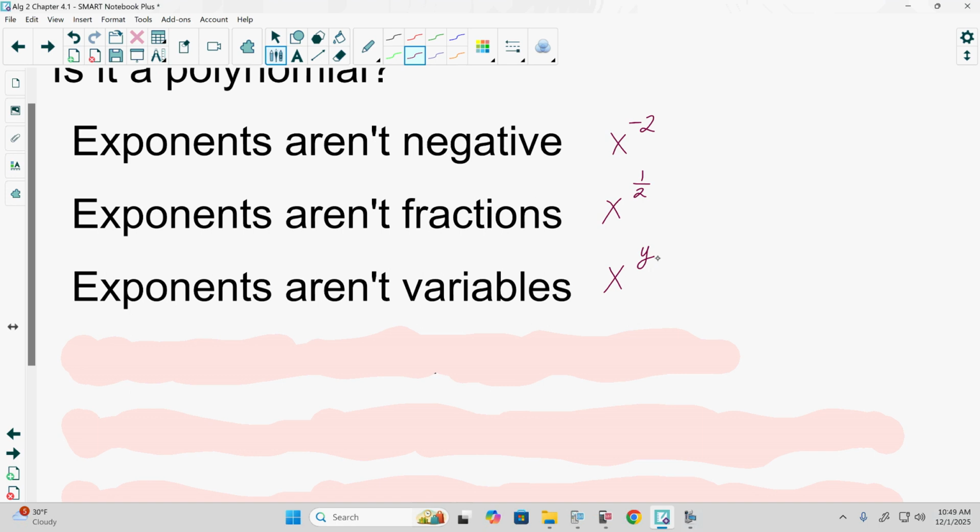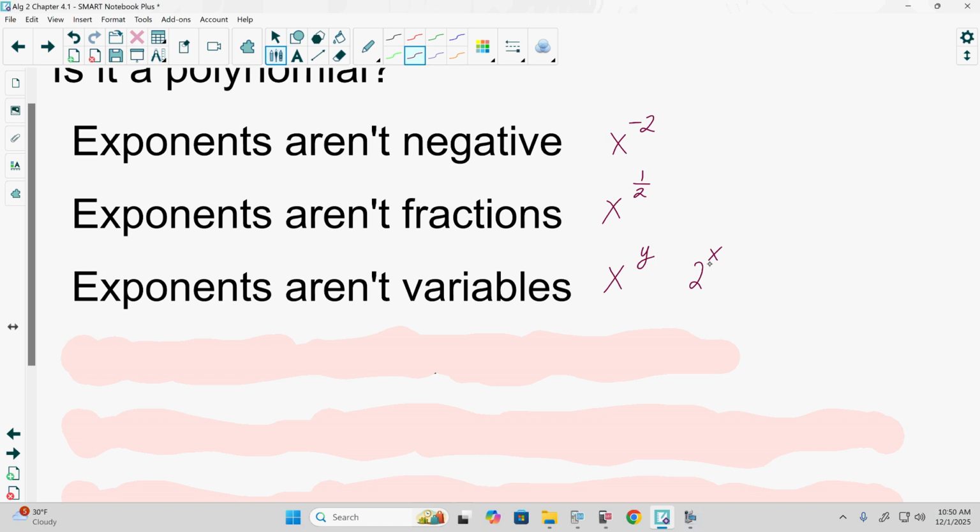Our third is exponents aren't variables. I cannot have x to the y, or 2 to the x. We can't have a variable to a variable power or a number to a variable power, because 2 to the x would not be considered a polynomial function. That'd be considered an exponential function. Because again, we're wanting to make sure that these are considered polynomials.